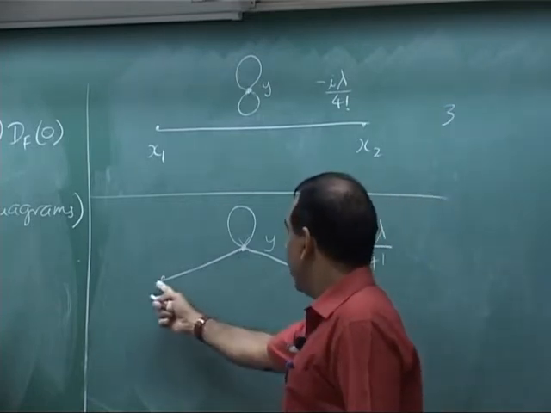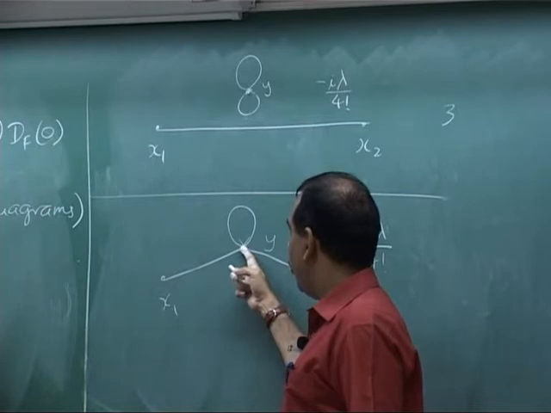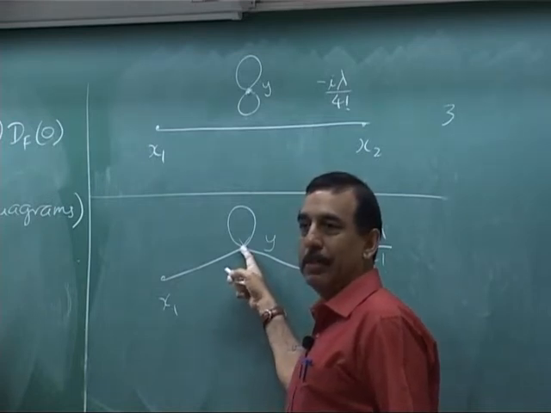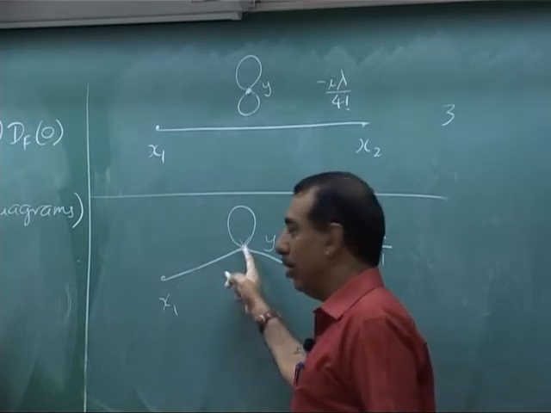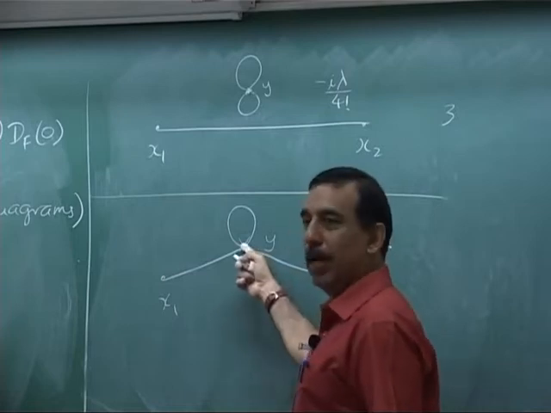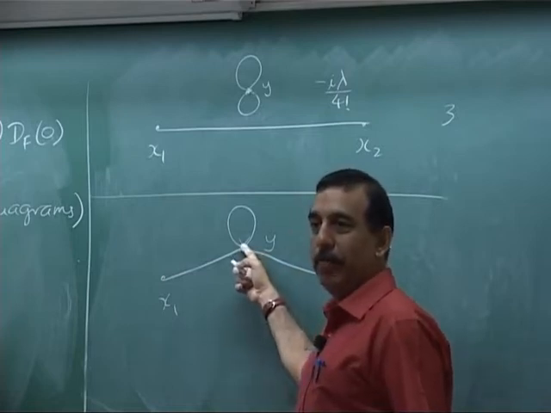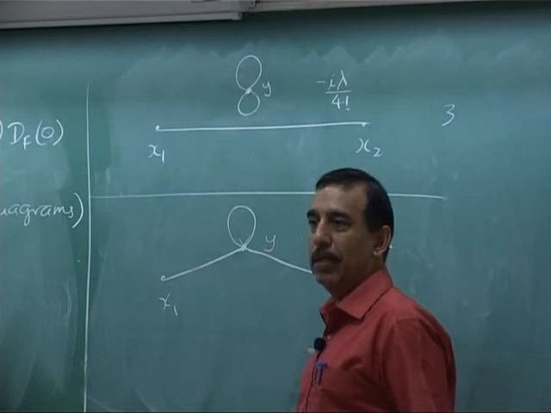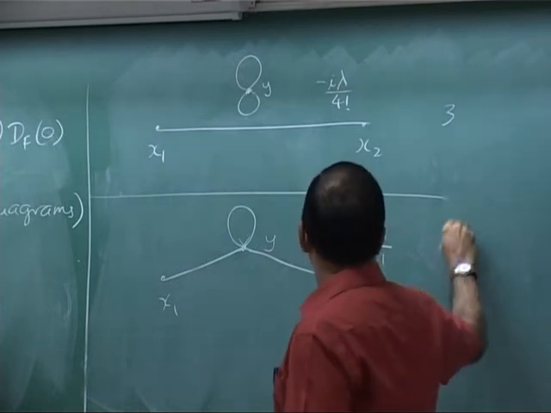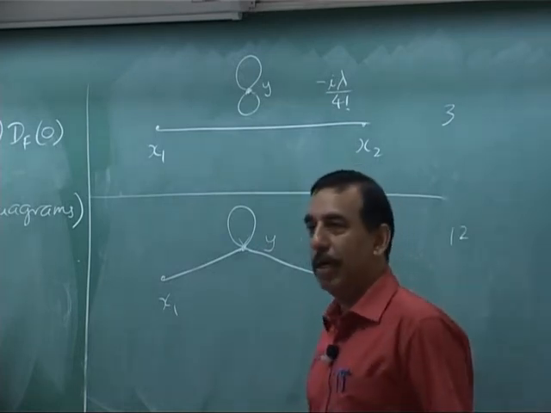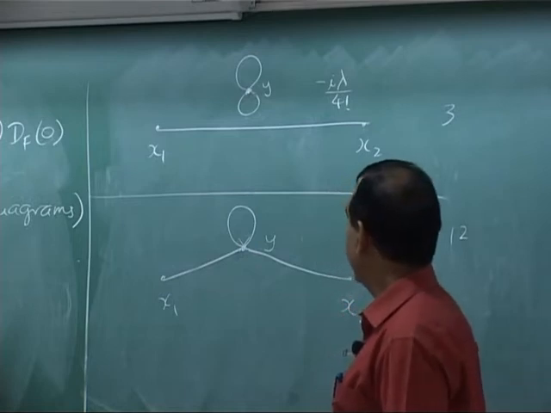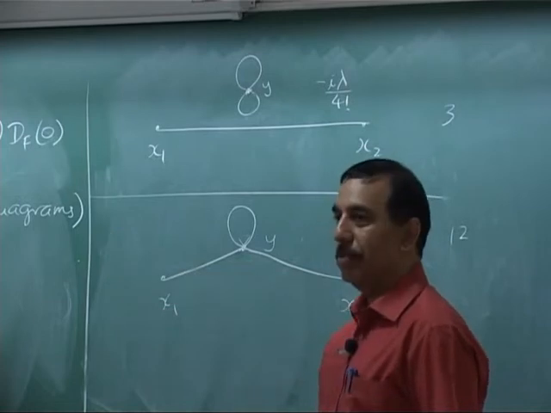And this one, when you start here, you land on 4 possible lines coming out from here, so you get a 4. You start from here, you can land on 3 possible, so you get 12. And then you close that and you get nothing, so you have 12. So all the factors and propagators and everything are done. Okay, so this is nothing but a pictorial way of summarizing those terms.